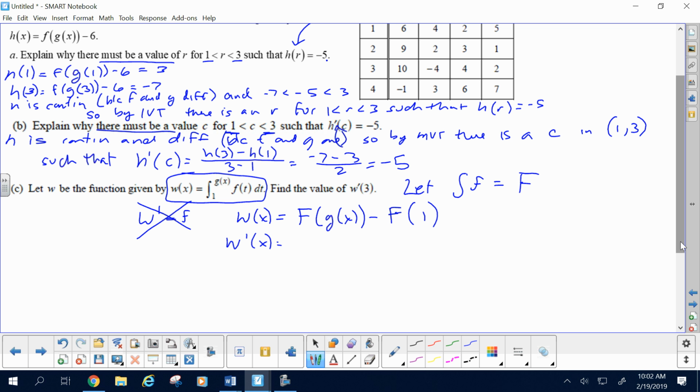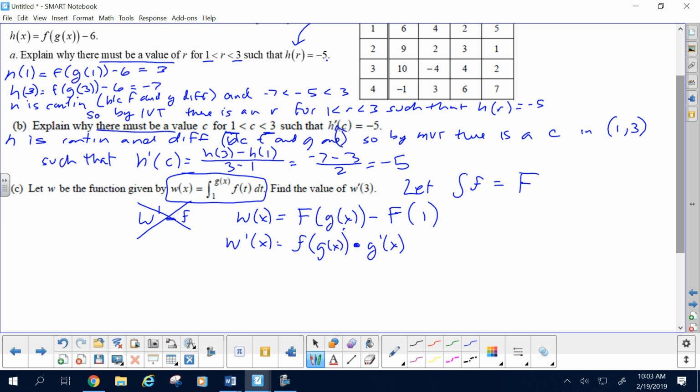What is the derivative of the big outside function? What's the derivative of big F? Little f. The derivative of the antiderivative is the function by chain rule with the inside the same, but then times g prime, the derivative of the inside. So there is a chain rule going on here. When you take the derivative on that, it's actually f of g times g prime.